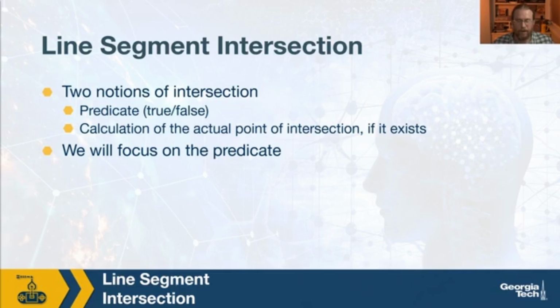So when you're thinking about two line segments intersecting, in this case two line segments in 2D vector space, we could either solve for the point of intersection if there is one, or we could just say yes or no, there is an intersection. So in this lecture, we're just going to look at the predicate form that returns true if there's an intersection and false if not.